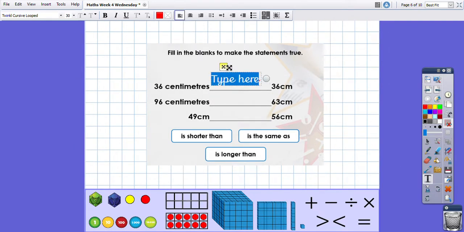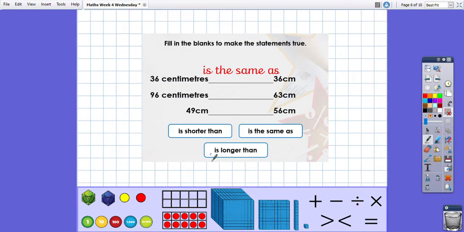So I'm going to try and type it in here. It is the same as. Okay. And as you know, I like to cross it out. Oh, that's not the one I've used though, is it? Is the same as.